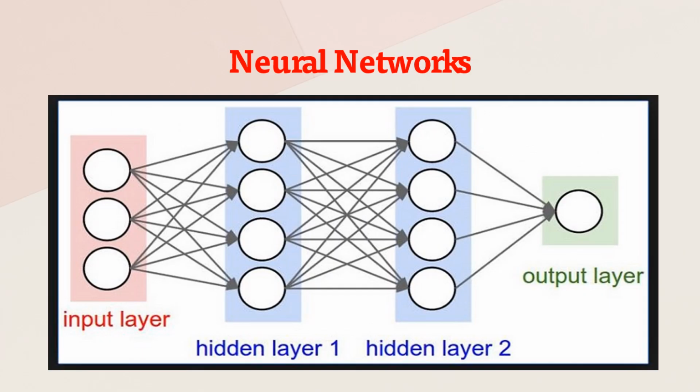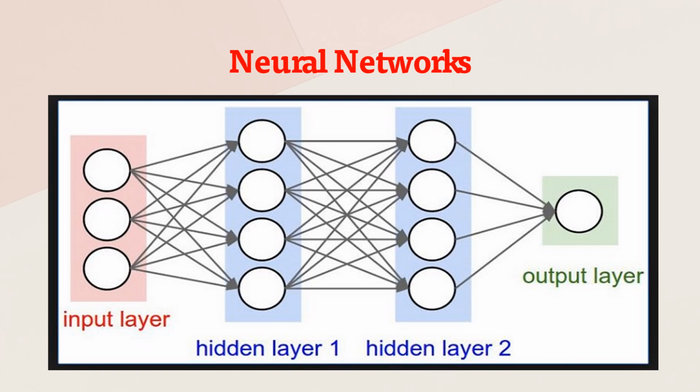Now next comes the neural networks. A neural network is a type of machine learning model which is inspired by the structure and function of the human brain. It is a series of interconnected nodes or neurons, much like the neurons in our brain. These nodes process and transmit information in a hierarchical manner to make predictions or decisions.